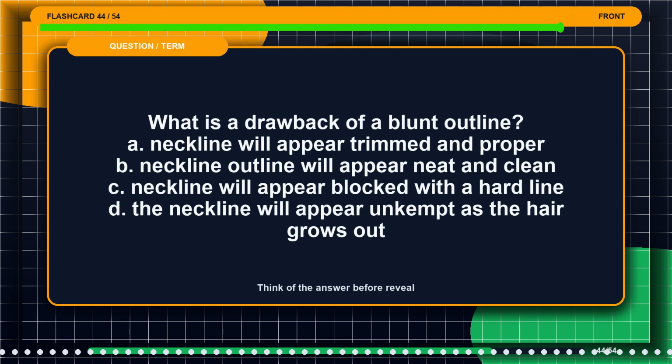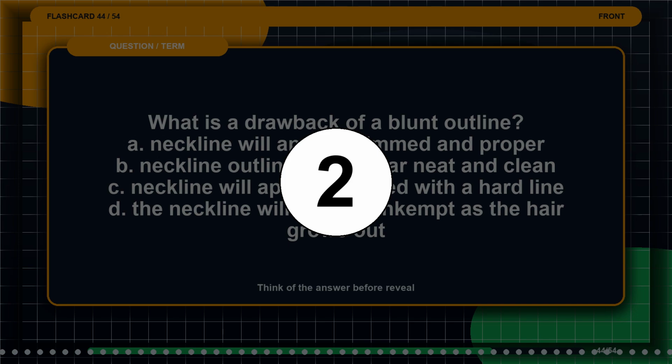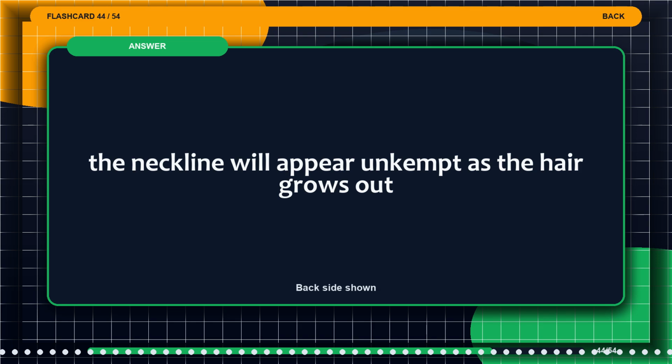Flashcard 44. What is a drawback of a blunt outline? A. Neckline will appear trimmed and proper. B. Neckline outline will appear neat and clean. C. Neckline will appear blocked with a hard line. D. The neckline will appear unkempt as the hair grows out. Pause and think of the answer before the reveal. The answer is the neckline will appear unkempt as the hair grows out.